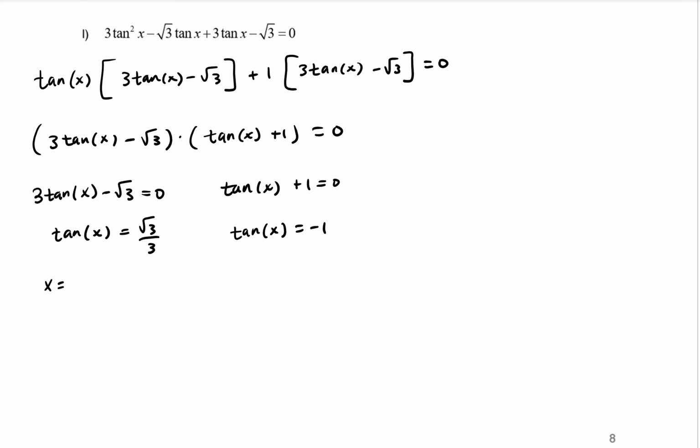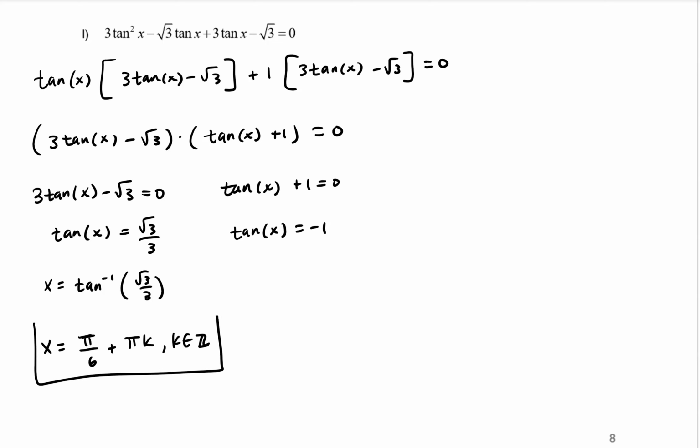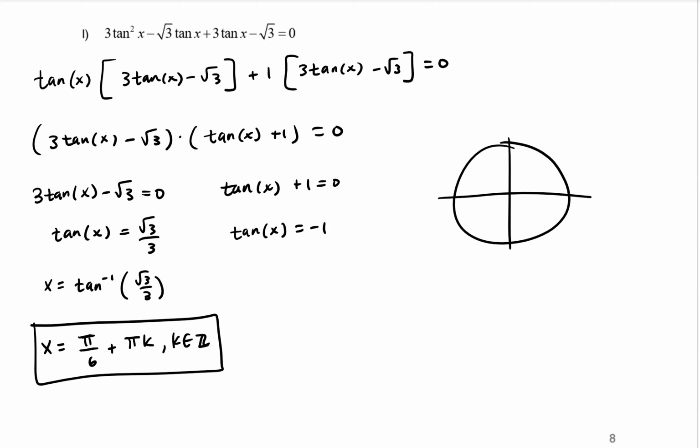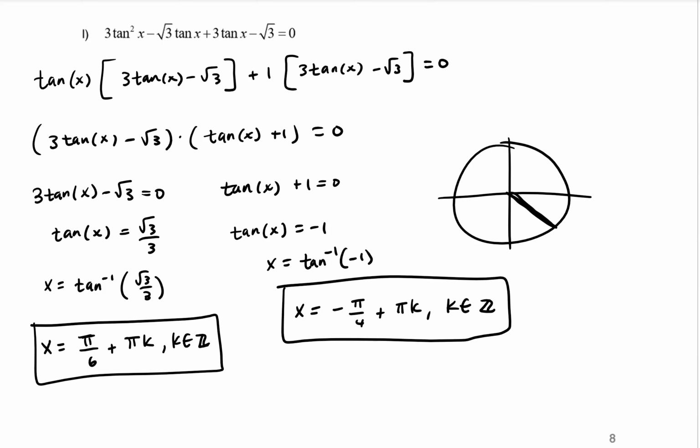Now here I can apply tangent inverse to both sides. And if you do that, you'll get x is equal to pi over 6, and then plus, we know that the period of tangent is pi, so I could add pi k. And then there's the solution to that equation. And then we know that if I took arctangent or tangent inverse of -1, that would put me at -pi over 4. So for this equation, we get x equals -pi over 4 plus pi k, where k is an integer. And that concludes this example.